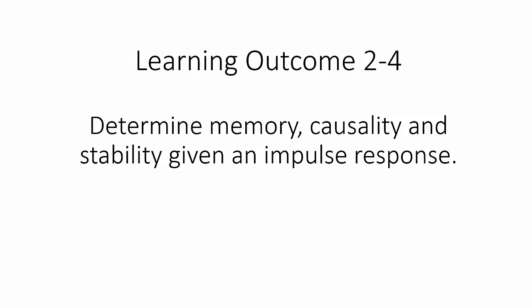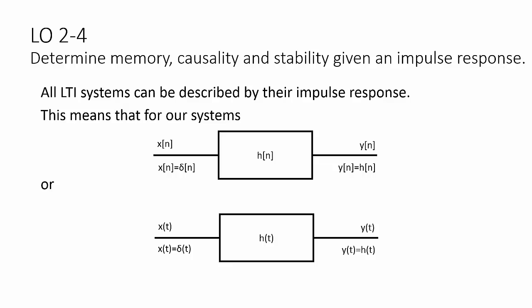Learning Outcome 2-4. Determine memory, causality, and stability, given an impulse response. We've been introducing in this chapter the idea of impulse response. This is something that exists whenever our system is linear and time invariant, LTI. When our input is an impulse, the output is the impulse response.